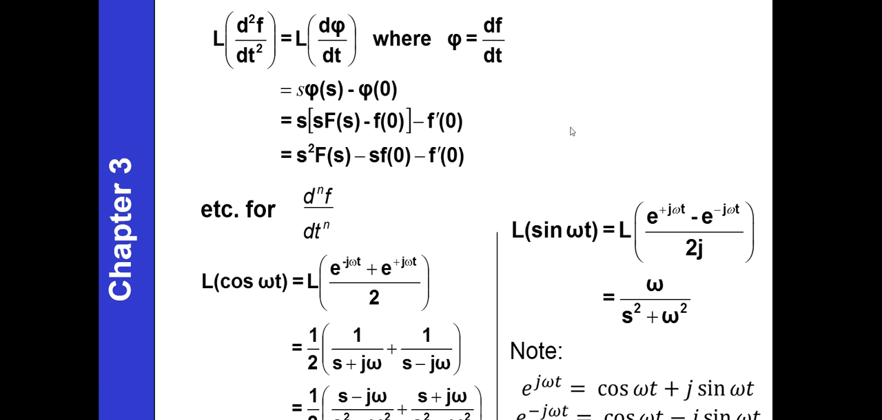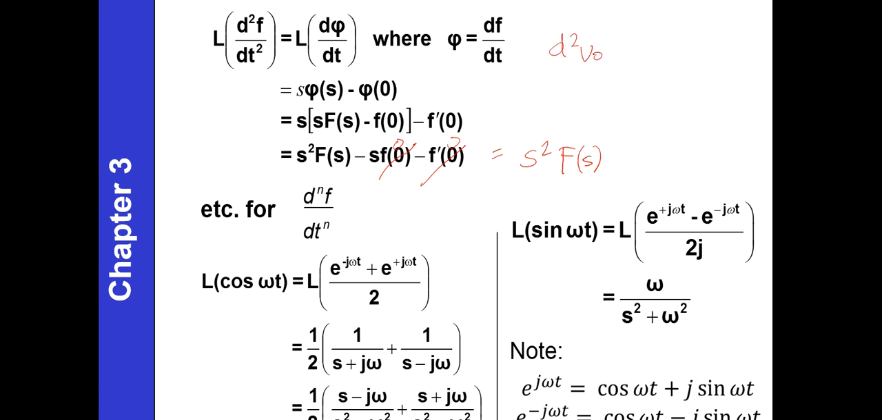So other transforms, if you have a second order derivative, if you get the Laplace transform of a second order derivative, you have here s squared F(s) minus s f(0) minus f prime of 0. So usually if this is equal to 0 and this is also equal to 0, the answer here is s squared F(s).